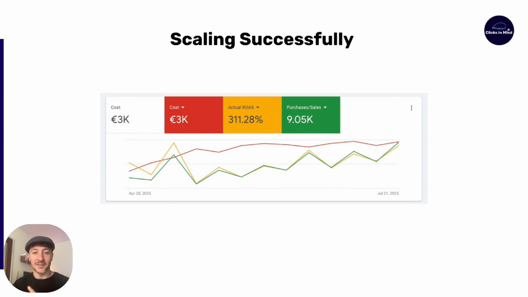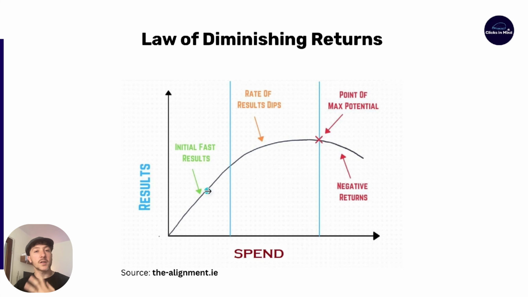But here's the reality. Scaling almost always comes at the cost of efficiency. And that has something to do with the law of diminishing returns. Because Performance Max campaigns always try to get the best performance. So at first, it's easy to get the ready-to-buy high-intent audiences, which are very efficient to market to.